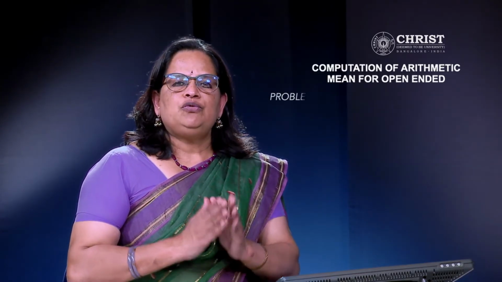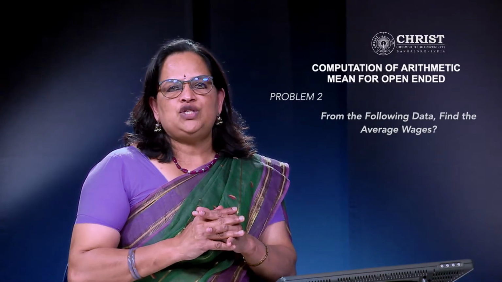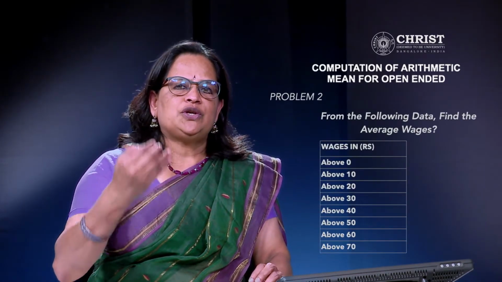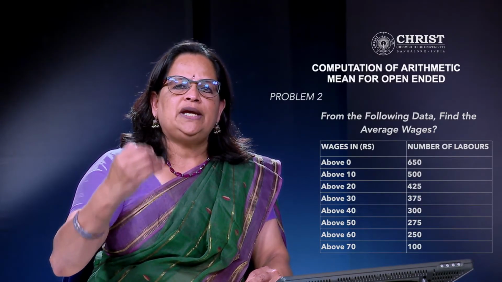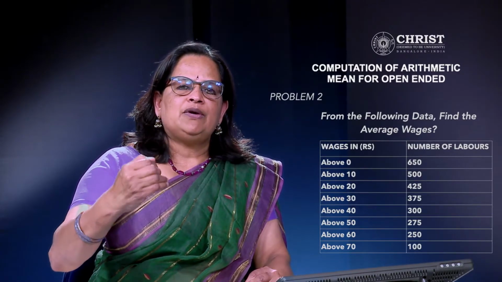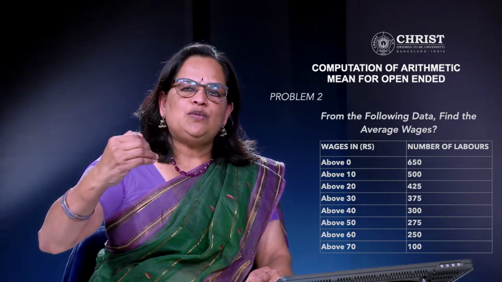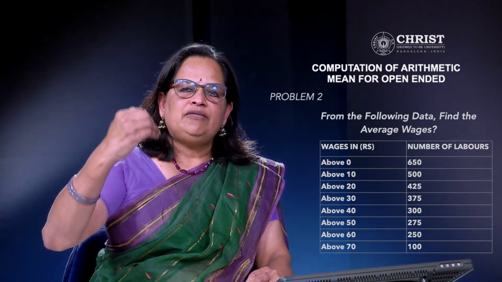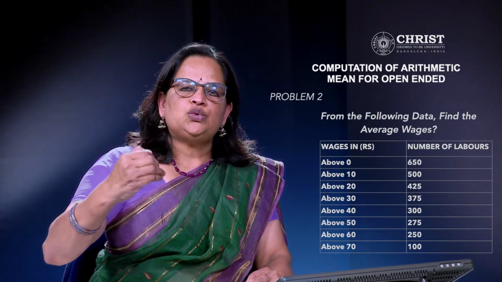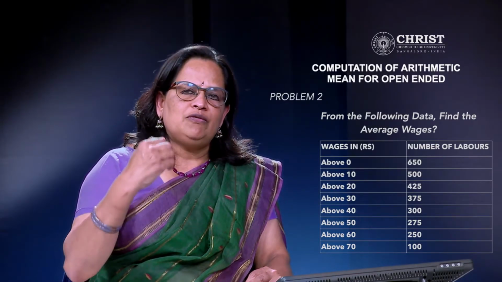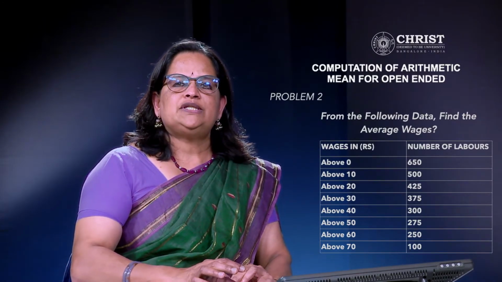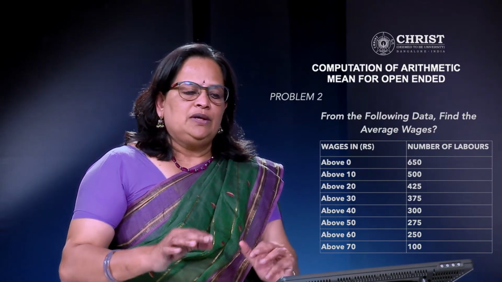Now problem 2: from the following data, find the average wages. This is also a cumulative frequency distribution. Wages in rupees: above 0, above 10, above 20, above 30, above 40, above 50, above 60 and above 70. Number of laborers: 650, 500, 425, 375, 300, 275, 250 and 100. It is a cumulative frequency distribution, and we have to convert it into an ordinary frequency distribution.